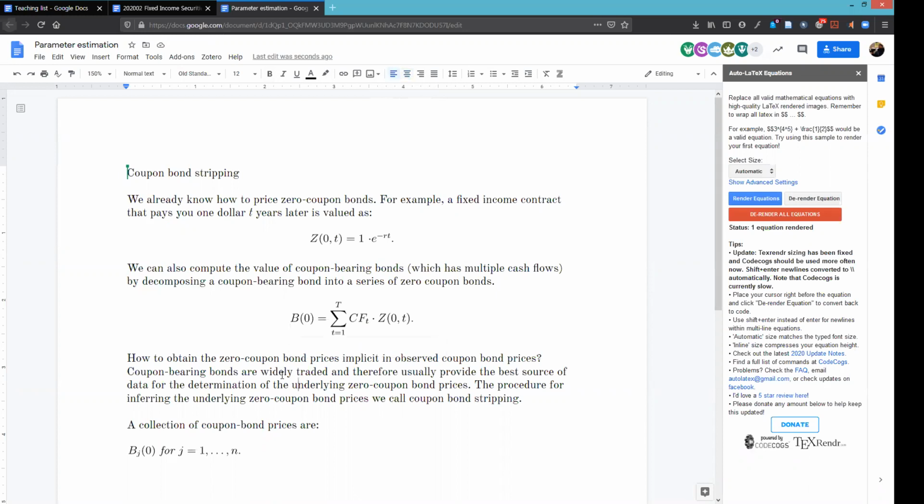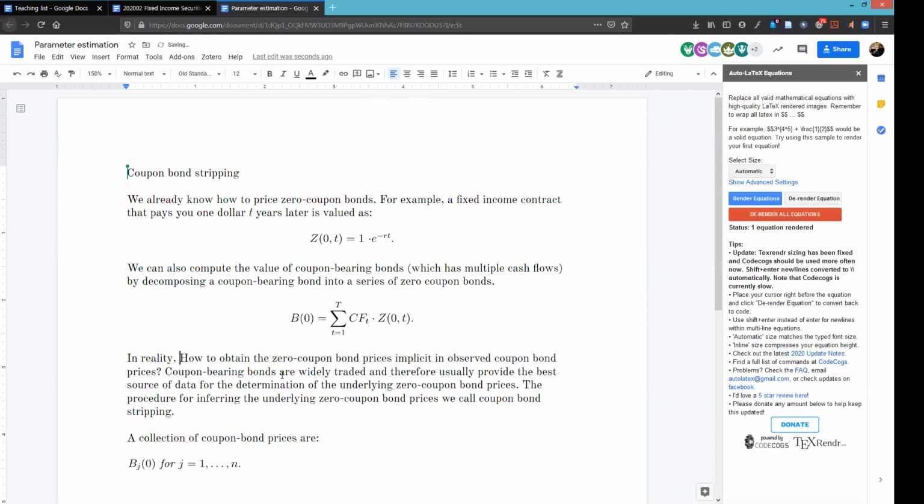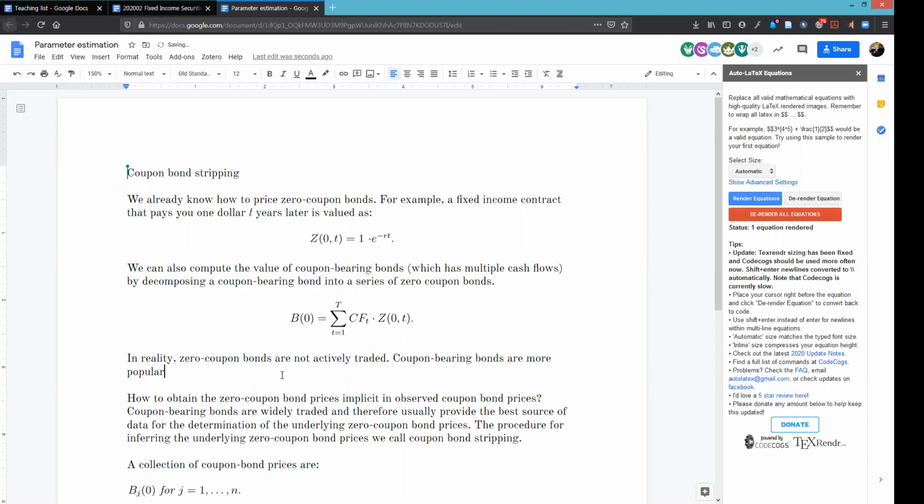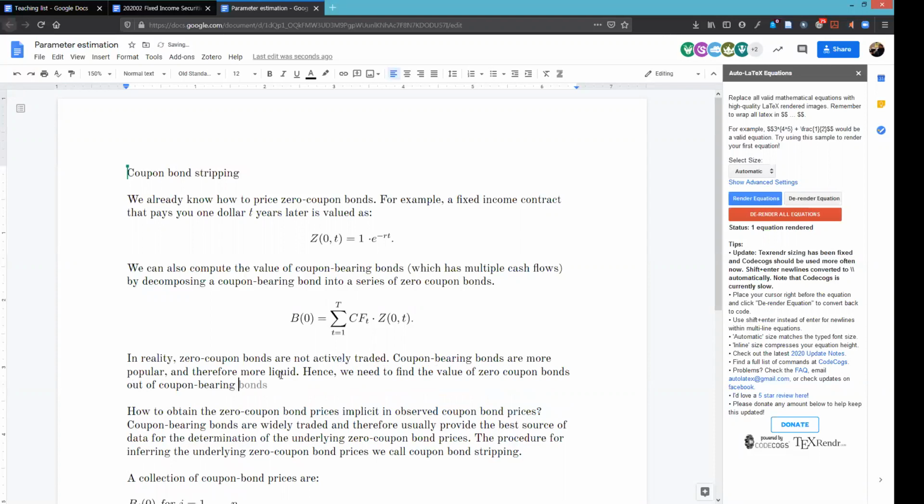But in reality, zero coupon bonds are not actively traded. Coupon bearing bonds are more popular and therefore more liquid, okay? Hence we need to find the value of zero coupon bonds out of coupon bearing bonds, not the other way around.